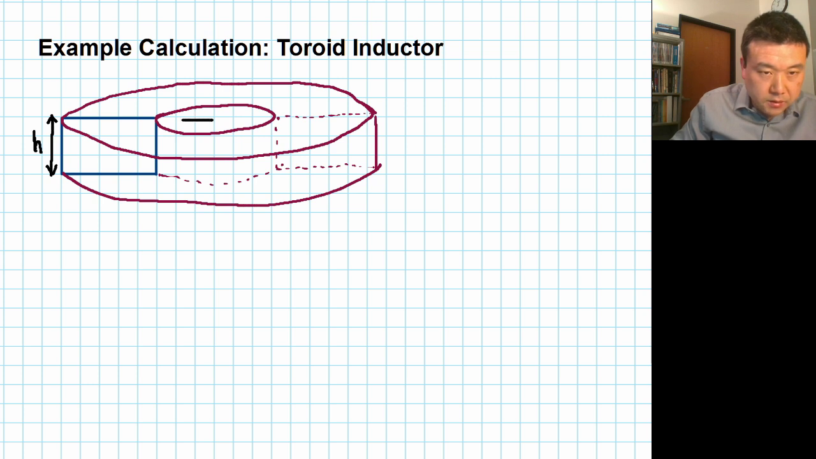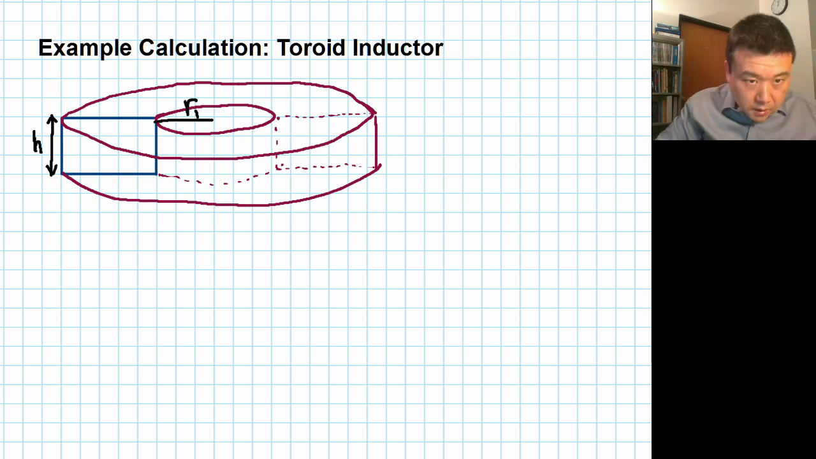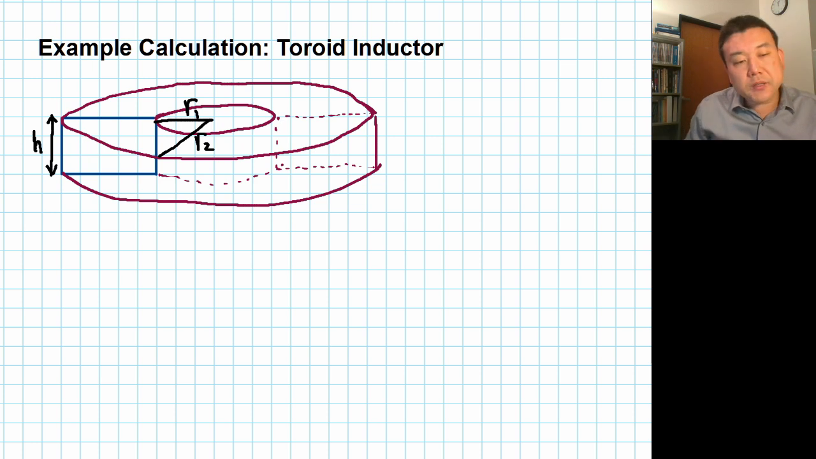I'll give the inner radius R1 and the outer radius R2. And to finish specifying the toroid, I have to tell you how the wire is wrapped around this geometric object. So this is how the wire is wrapped around. Let me draw a few representative wires.